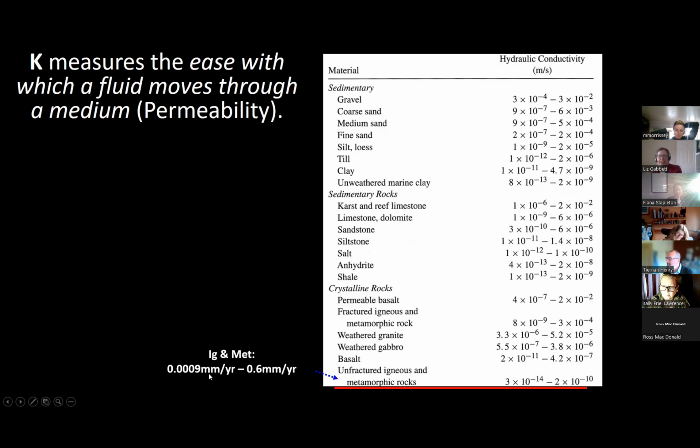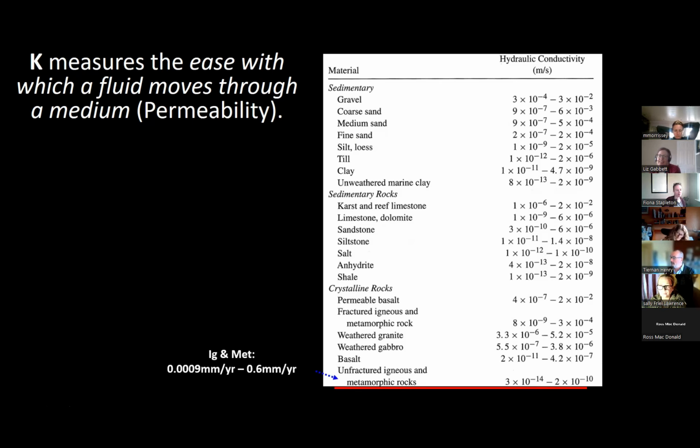You can't convert this into anything meaningful. Look, that still comes up at, on average, the water is going to go at a speed of 0.0009 millimeters per year, or up to a racy 0.6 of a millimeter per year. That's how quickly water will move through the ground. Now, from our perspective, that's essentially impermeable. That's where impermeable comes from.